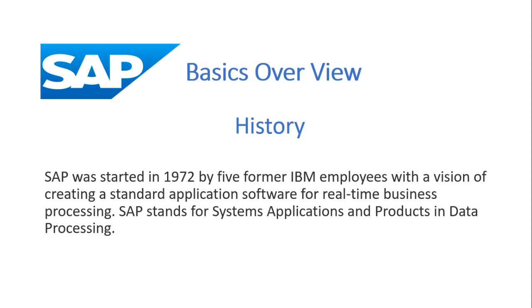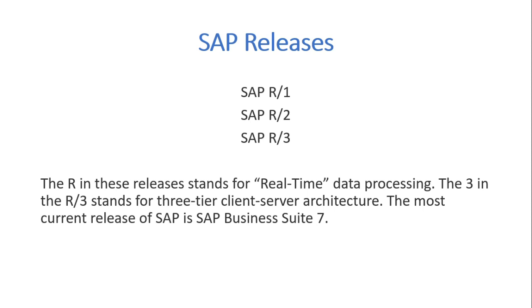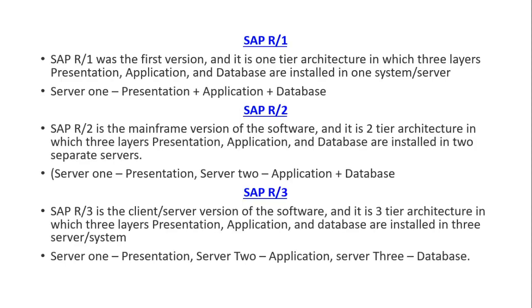Then SAP has 3-level releases, meaning R1, R2, R3. Then the final release will be Business Suite 7. R stands for real-time data processing. 3 stands for 3-tier architecture, which we will see in the next slide. So here we can see tier 1, tier 2, tier 3.